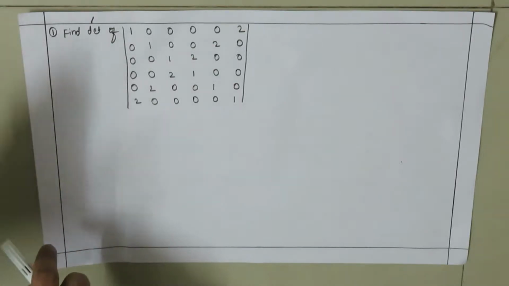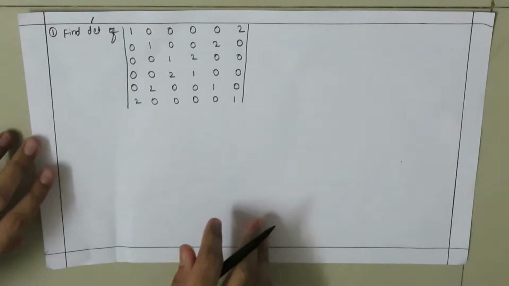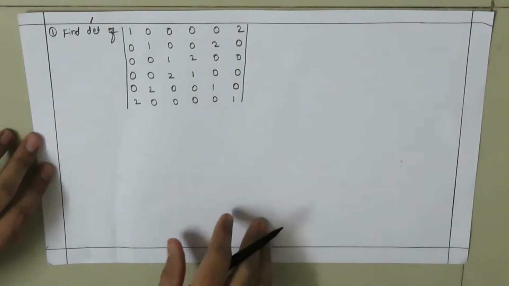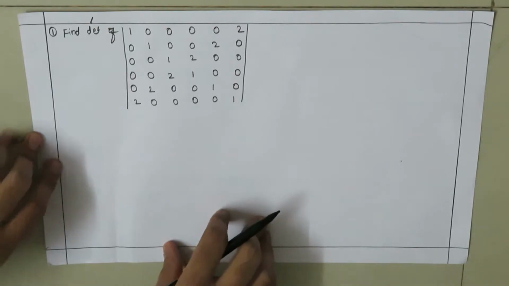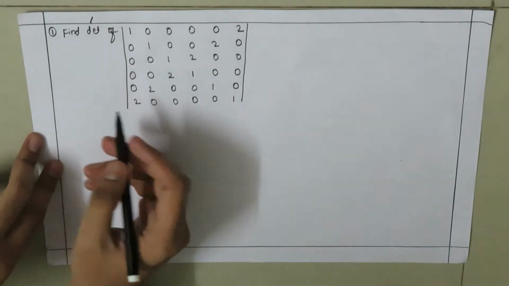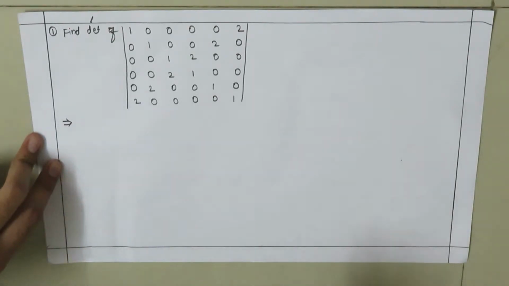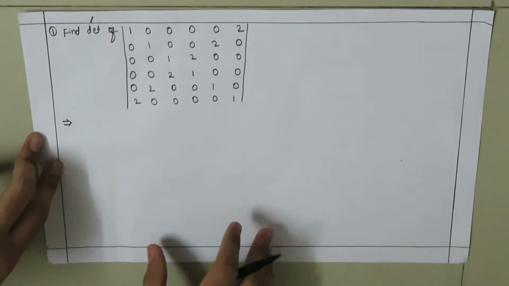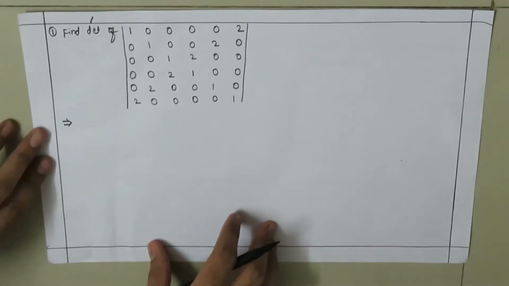Before watching this video, watch my previous tutorial in which I have shown how to find the determinant of matrices which have a large number of rows and columns. So here we have our first example, and we are going to find the determinant by making use of the shortcut technique, which I described in tutorial number 1.